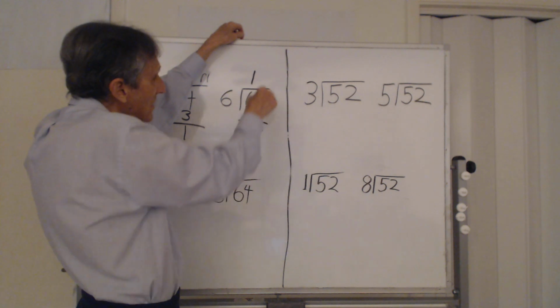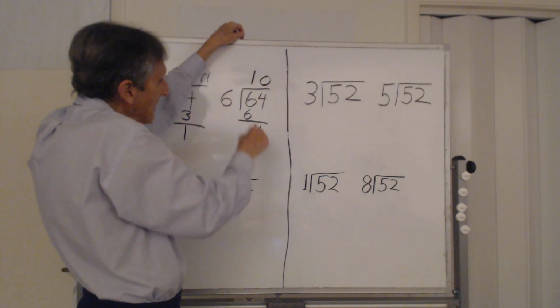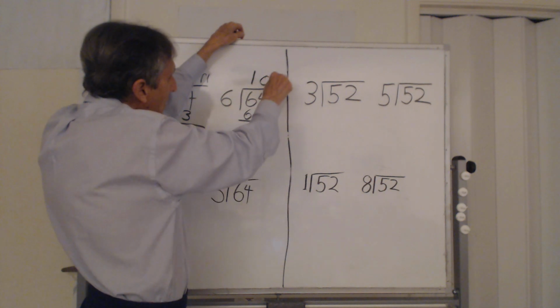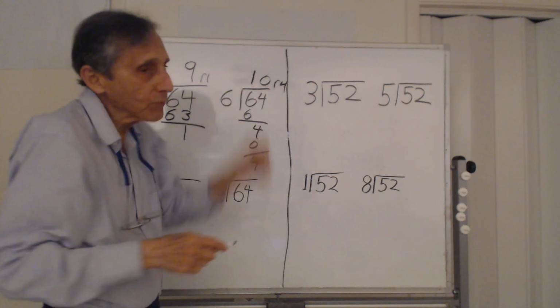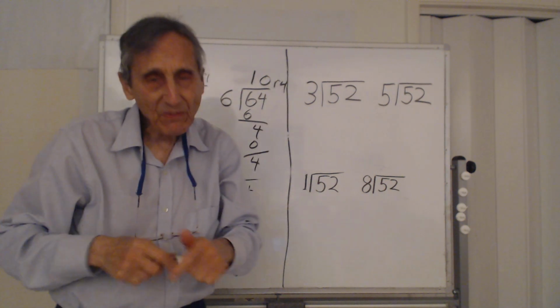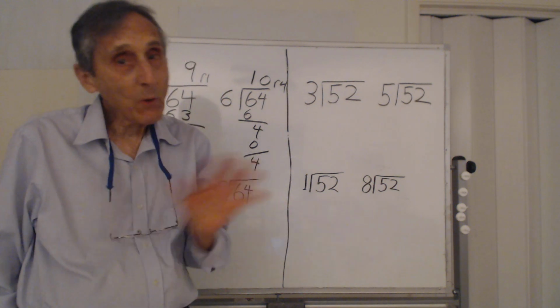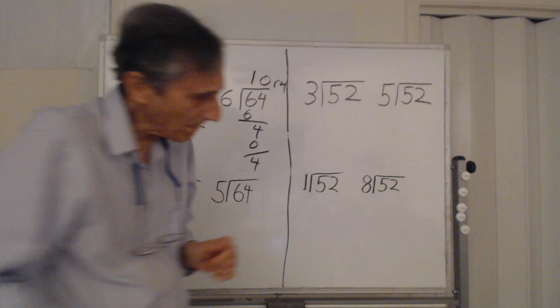There's no 6s in 4. 0 times 6 is 0. 4. Remainder 4. You see, this really is just a way of getting the kids to start the division correctly. They don't get confused at the beginning.